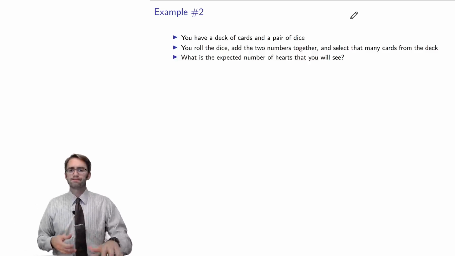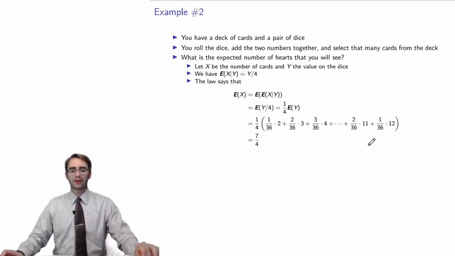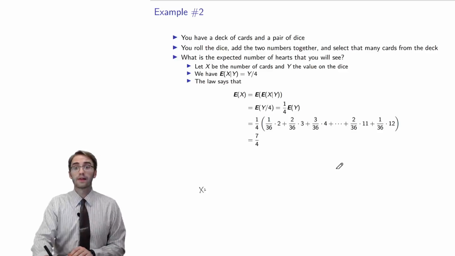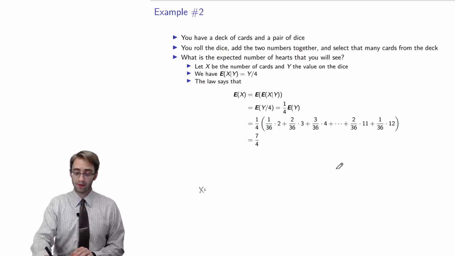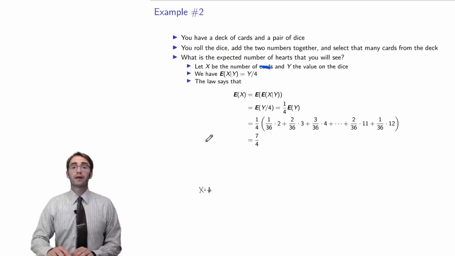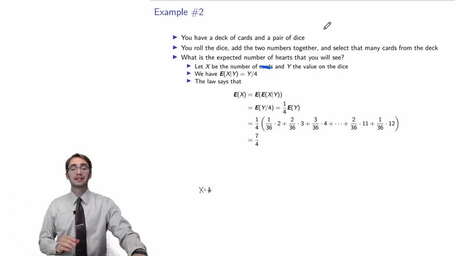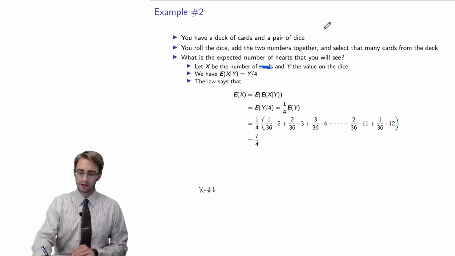Okay, so let's work this one out. What you would say is, x will be the number of cards. Sorry, that's a typo in that slide. It shouldn't be the number of cards. It should be the number of hearts. So let me make a note right there. That word should say hearts, because the number of cards that you pull is equal to the number on the dice. So that definition doesn't make any sense. So x is the number of hearts, and y is the number on the 2 dice.